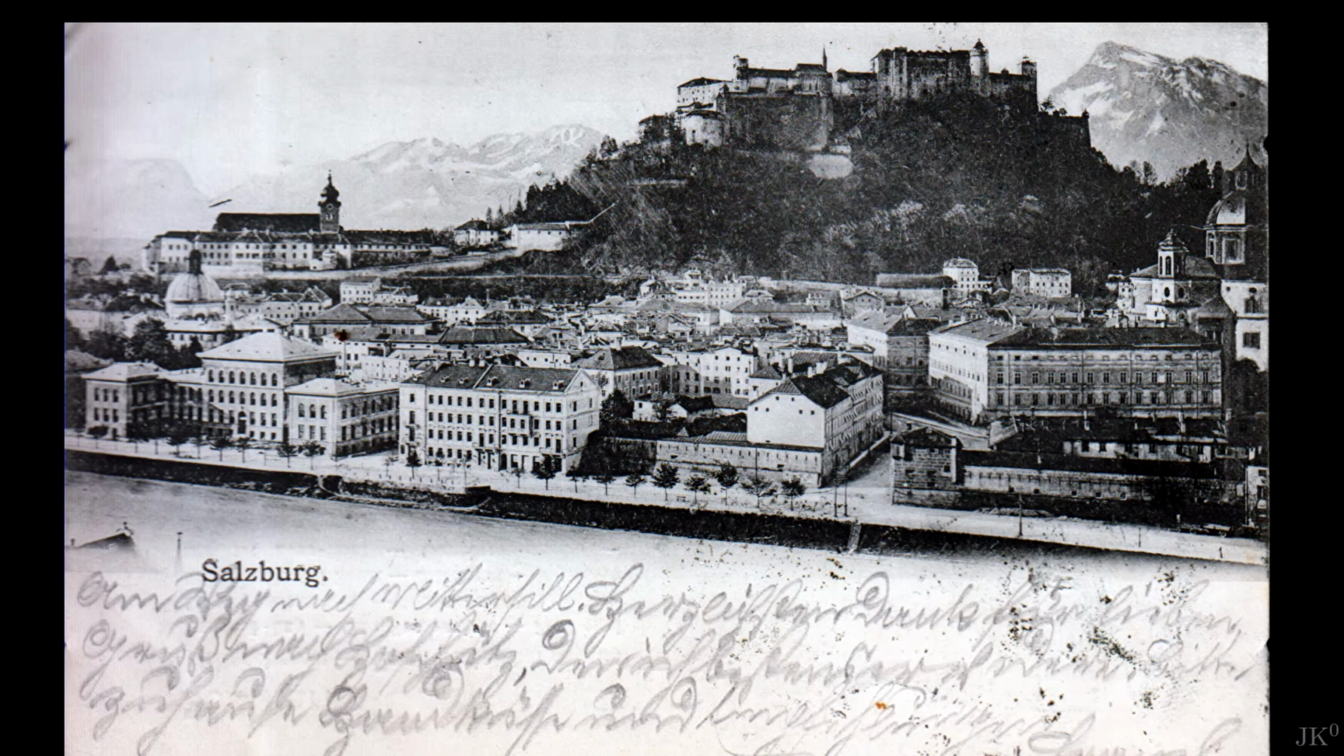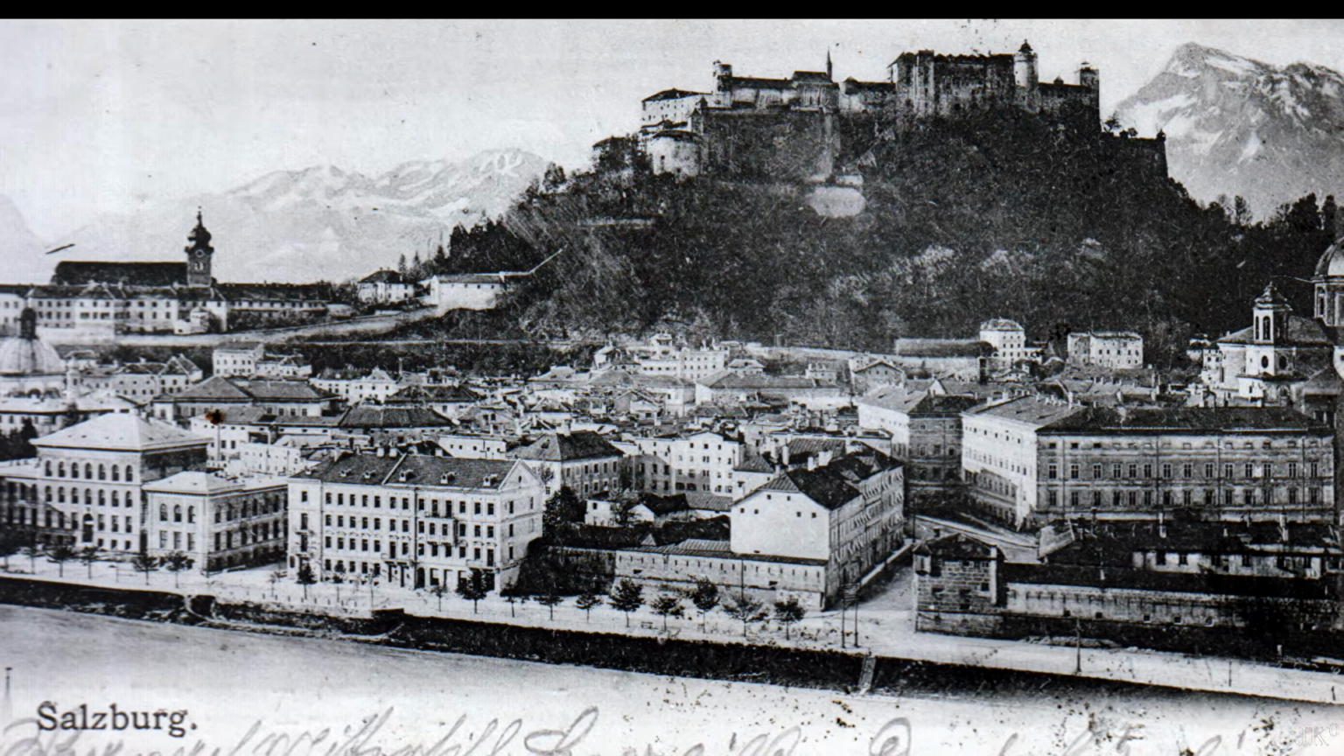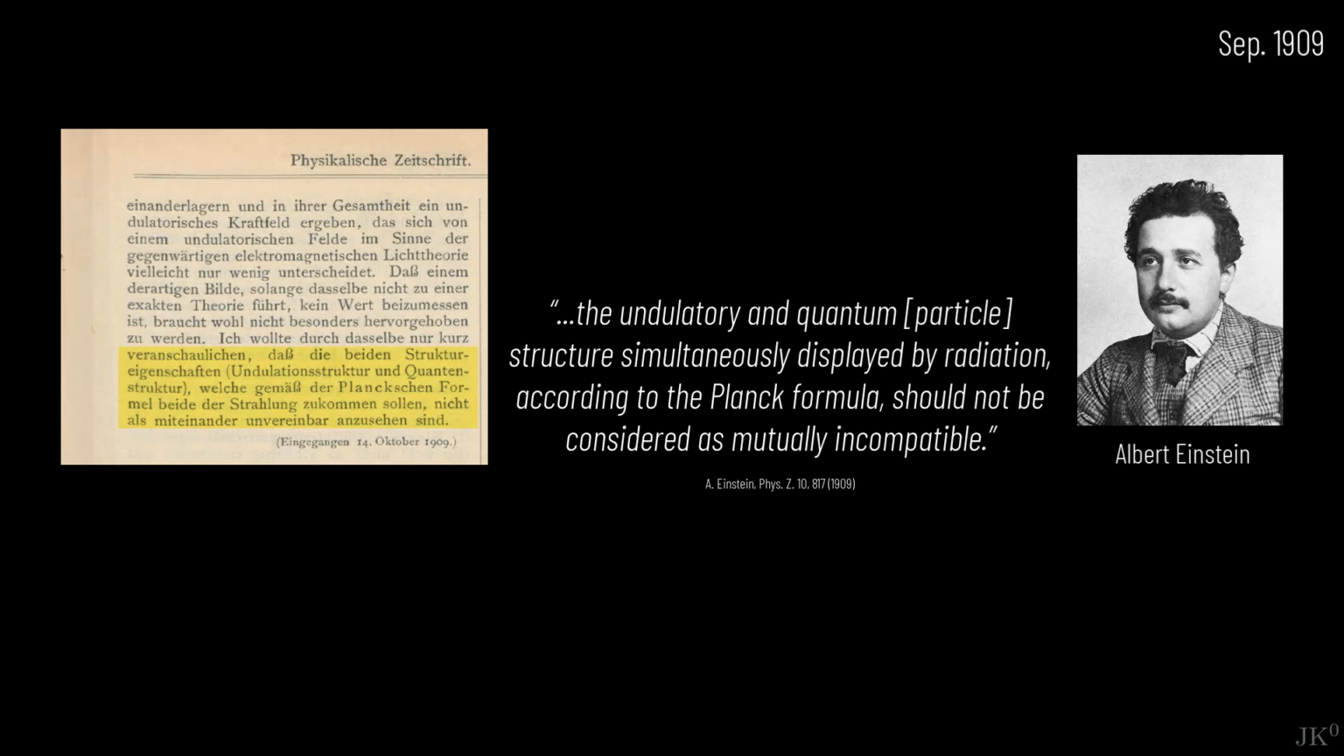The Assembly of German Natural Scientists took place in September 1909 in Salzburg, in which Einstein gave a lecture describing these results as follows. The undulatory and quantum particle structure simultaneously displayed by radiation according to the Planck formula should not be considered as mutually incompatible.